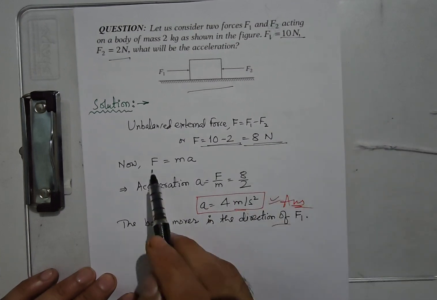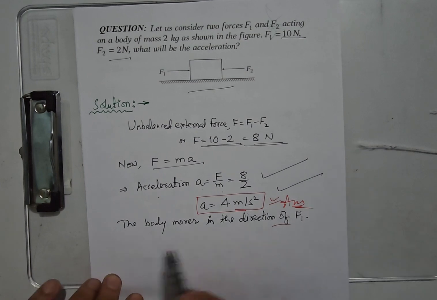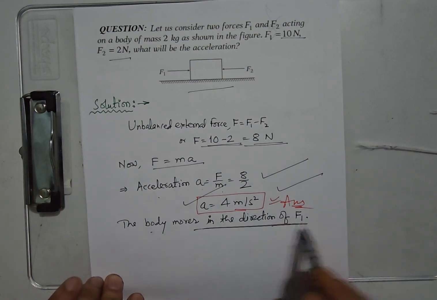So that is 8 Newton, and F is equal to m into a. The acceleration would be F upon m, that is 8 upon 2. You get 4 meter per second square. So this is the acceleration, and the body moves in the direction of F1 because F1 is greater than F2.